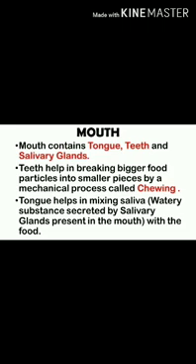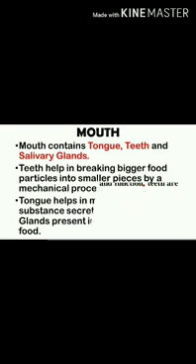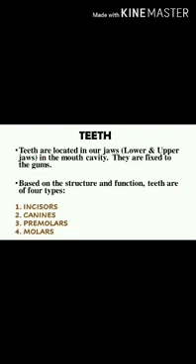What is saliva? Saliva is a watery substance which is secreted or released from the salivary glands present in our mouth, and the saliva helps in mixing the food properly with the help of the tongue. The next is teeth. Teeth are located in our jaws, lower and upper jaws. In the mouth cavity, they are fixed to the gums.